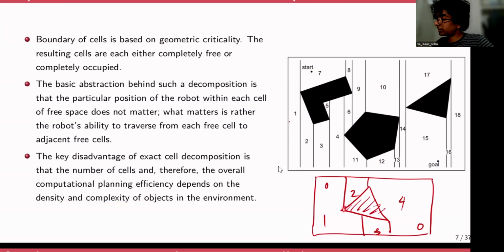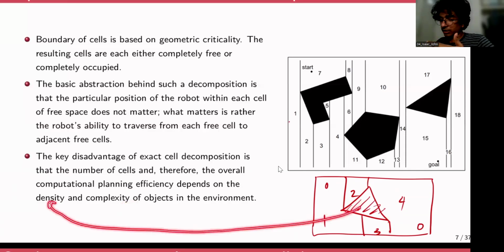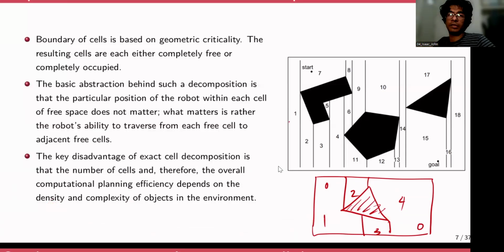Complexity means how you could easily correlate with how many vertices these obstacles may have. If it is a single obstacle with two vertices, it will basically divide the space into two cells. But if it has three vertices, we basically divide it into four cells, like so. So the number of vertices you can directly correlate with the complexity of the objects, and the number of such obstacles you can correlate with the density, the number of obstacles within the space. Right. So that's how basically the cell decomposition works.